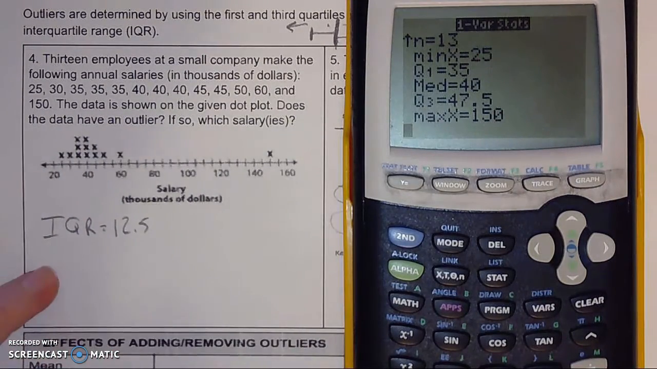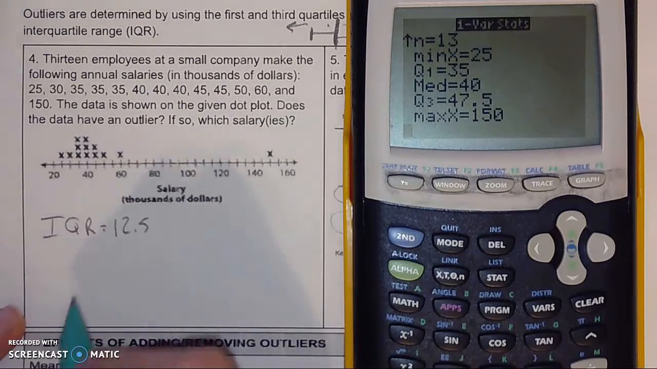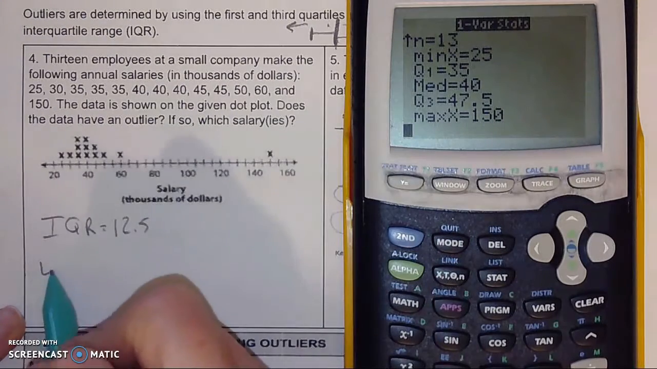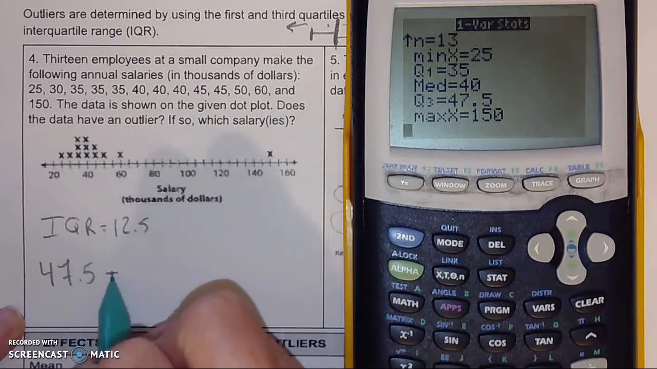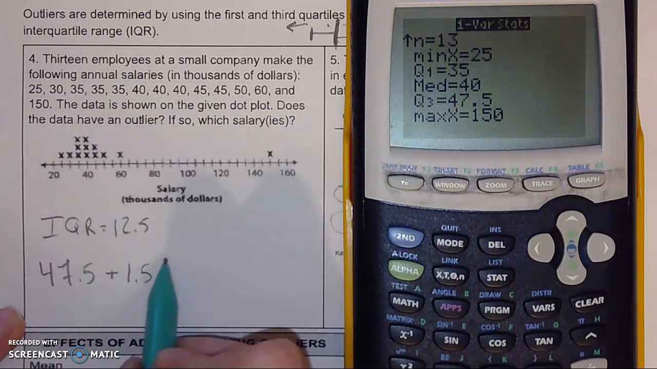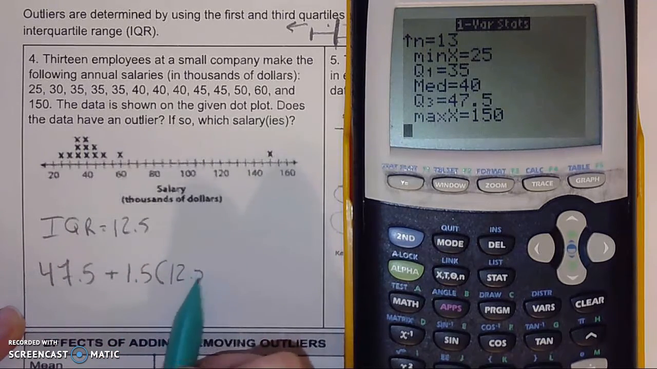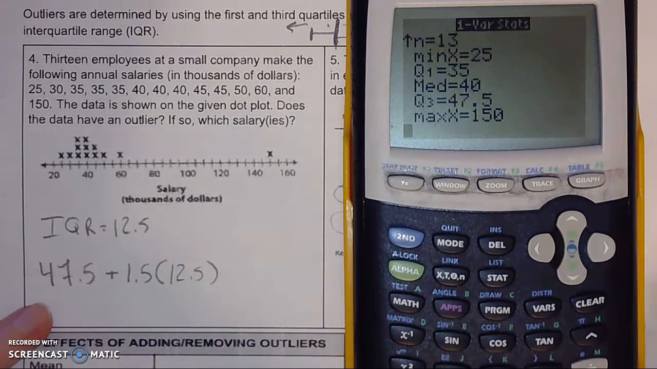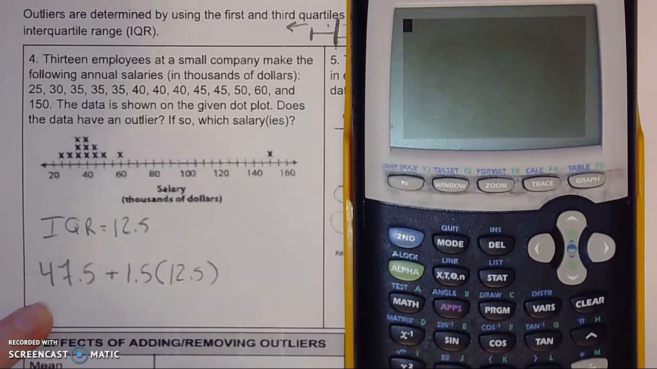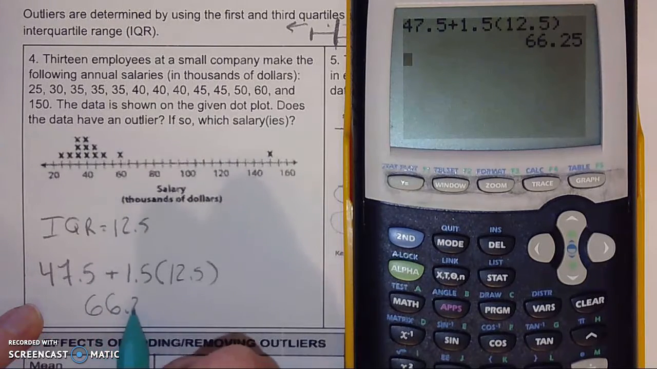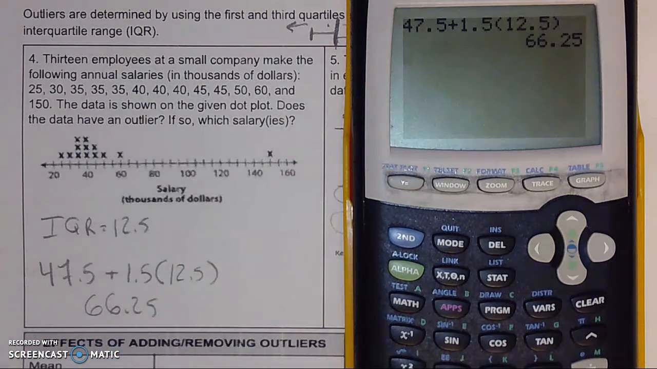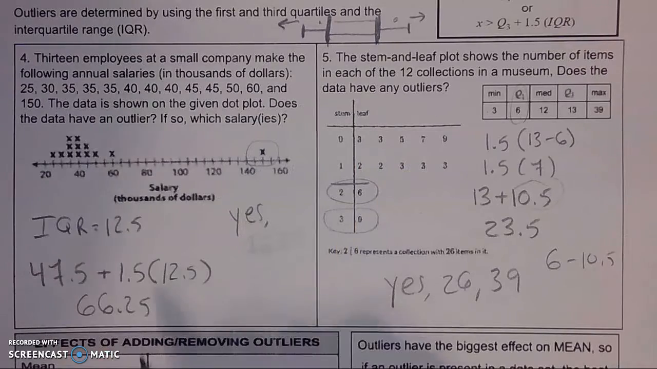Okay, and I want to go ahead and figure out my upper outlier. So Q3 is 47.5, and I'm going to add 1.5 times that interquartile range. So I will go ahead and type that in the calculator, all together: 47.5 plus 1.5 times 12.5. So my cutoff is 66.25. So anything higher than 66.25 is going to be an outlier.